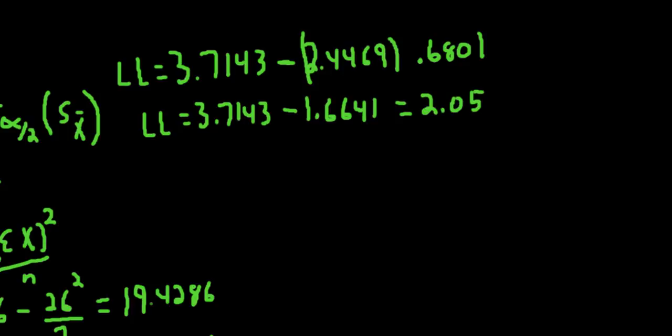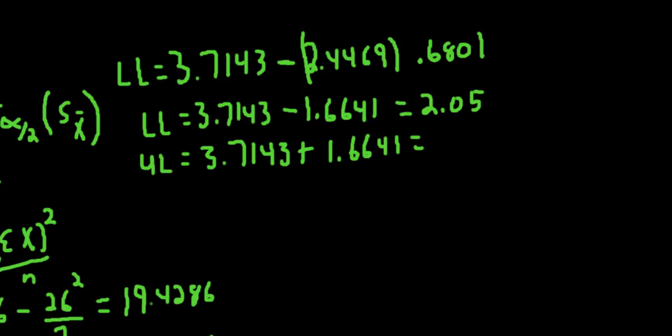Our upper limit is going to be 3.7143, our sample mean, plus the product of our t-value that fences in 95% of the t-distribution and our standard error, which we already calculated as 1.6641, and we get our upper limit for our 95% confidence interval as 5.38.